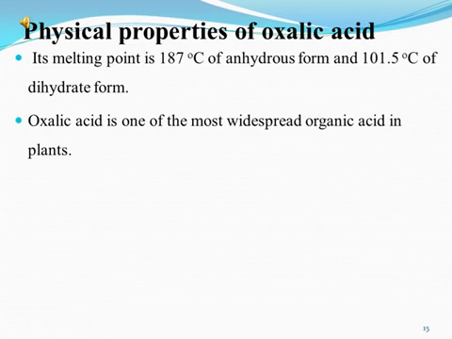Now, the oxalic acid melting point is 187 degrees Celsius for the anhydrous form and 101.5 degrees Celsius for the dihydrate form. Oxalic acid is one of the most widespread organic acids in plants.